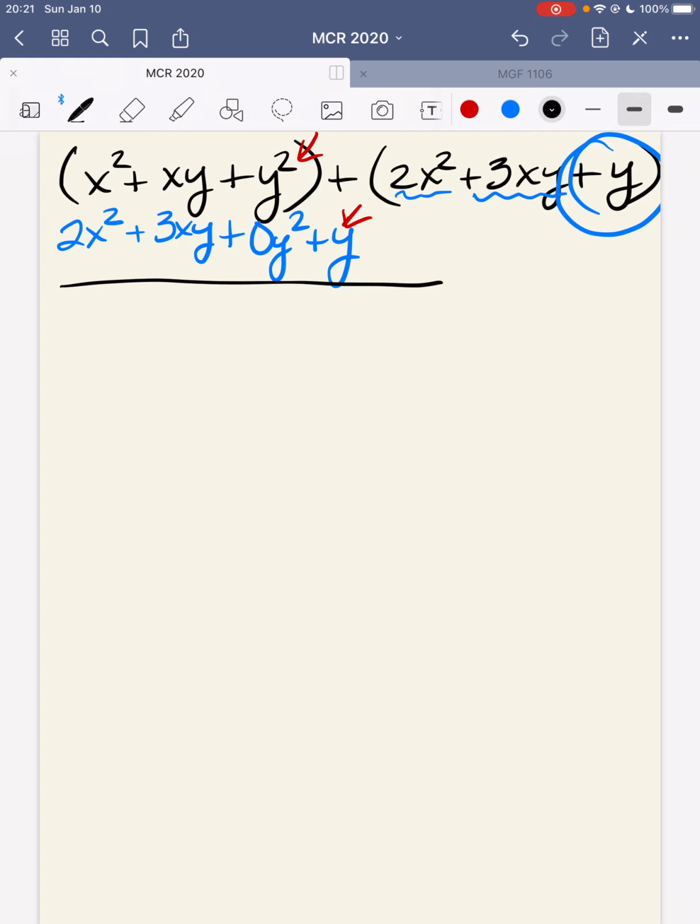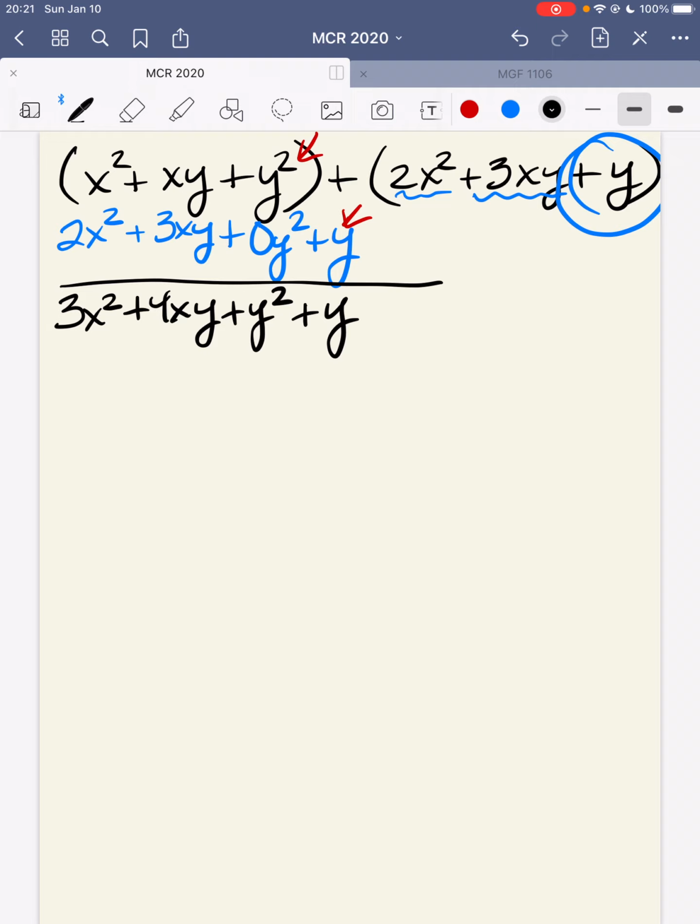So x squared plus 2x squared is 3x squared. 1xy, because we know there's an invisible 1, plus 3xy is plus 4xy. Now my y squared did not have a match, so my y squared basically just drops right down. And my y didn't have a match, so I just have a plus y.